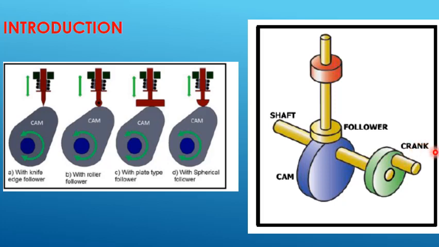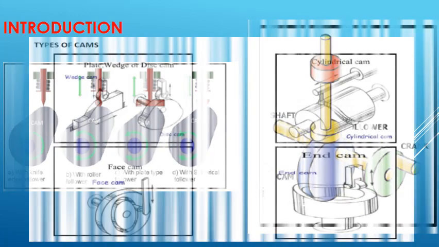The second one is the roller, because it is circular in shape, so that's a roller follower. Then we have the plate type follower and a spherical follower. These are the four types, but at year 11 level we are only going to look at the knife edge follower. For the theory part you should know the other types of followers, but for the drawing part we are only going to look at the knife edge follower.